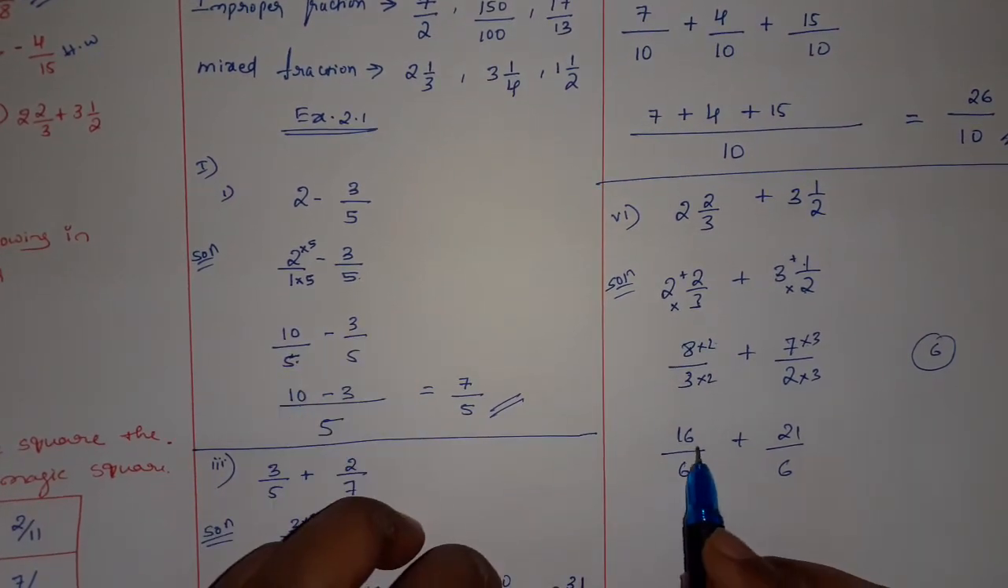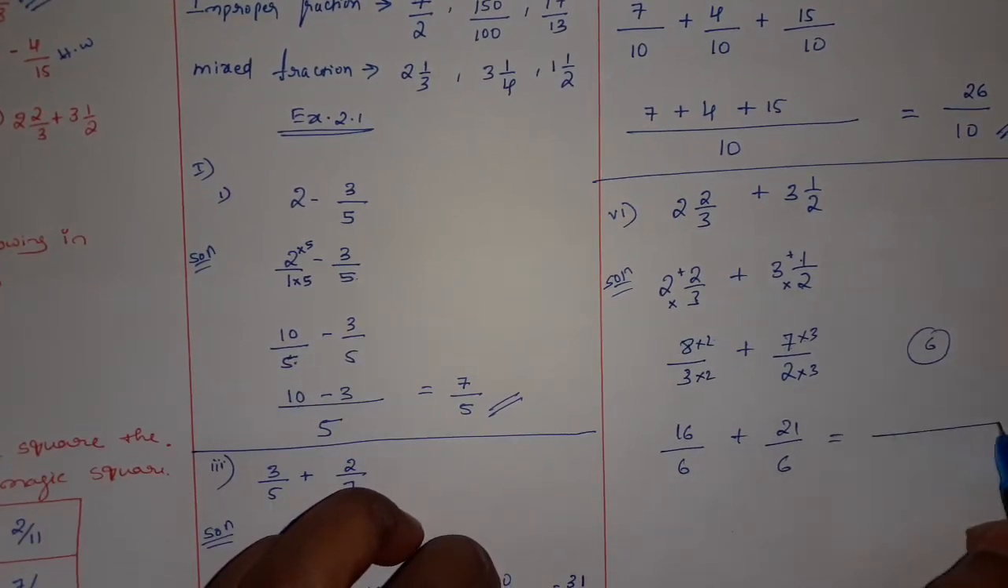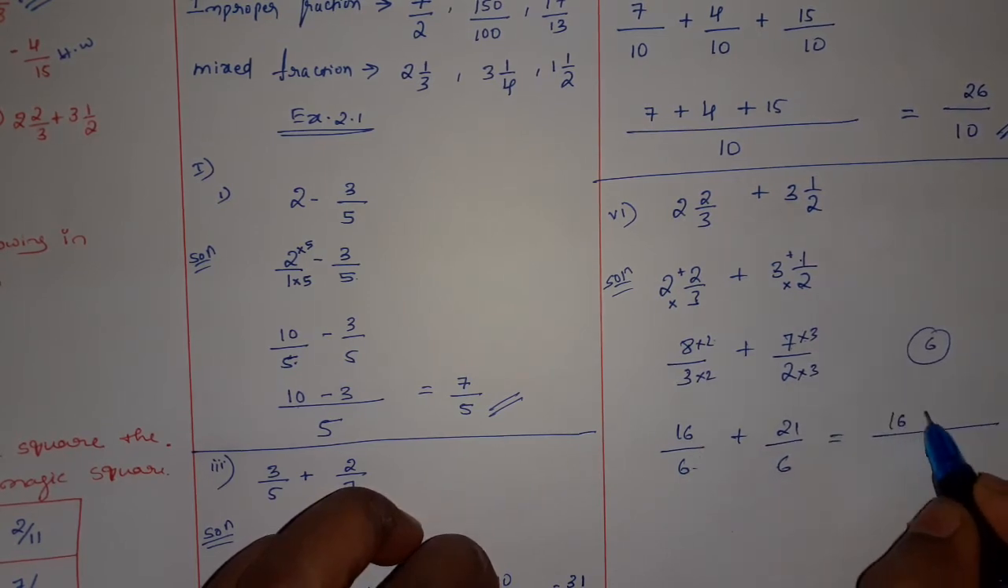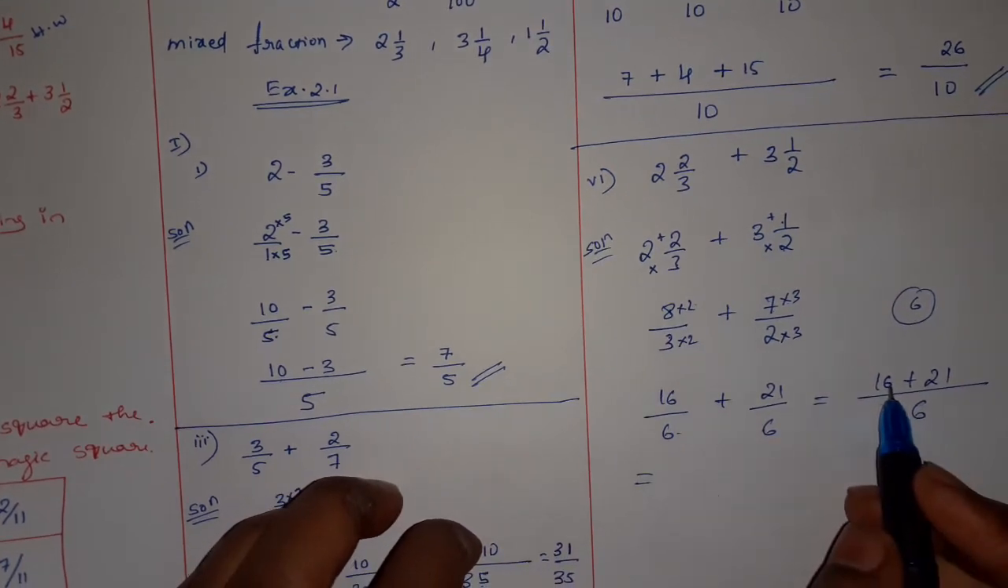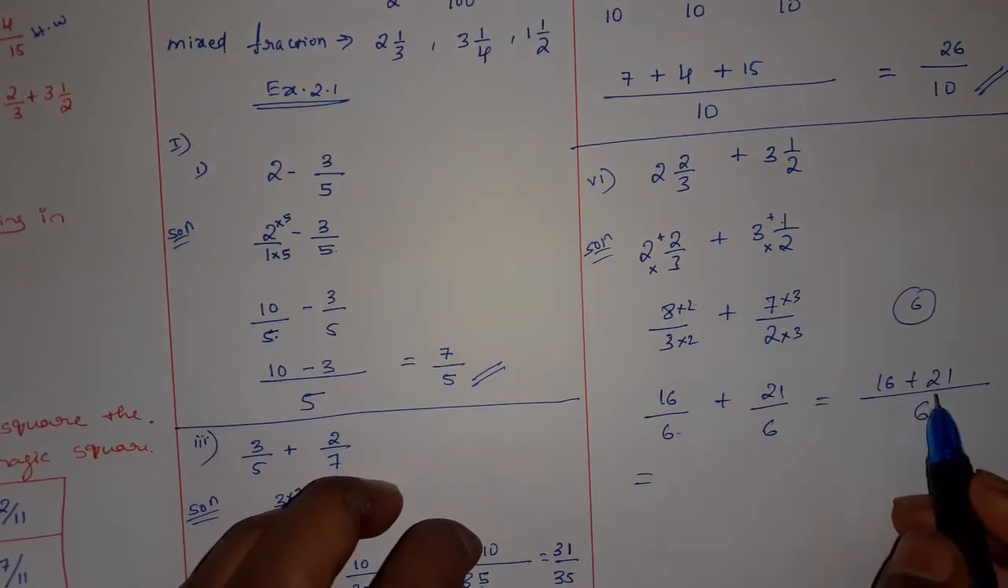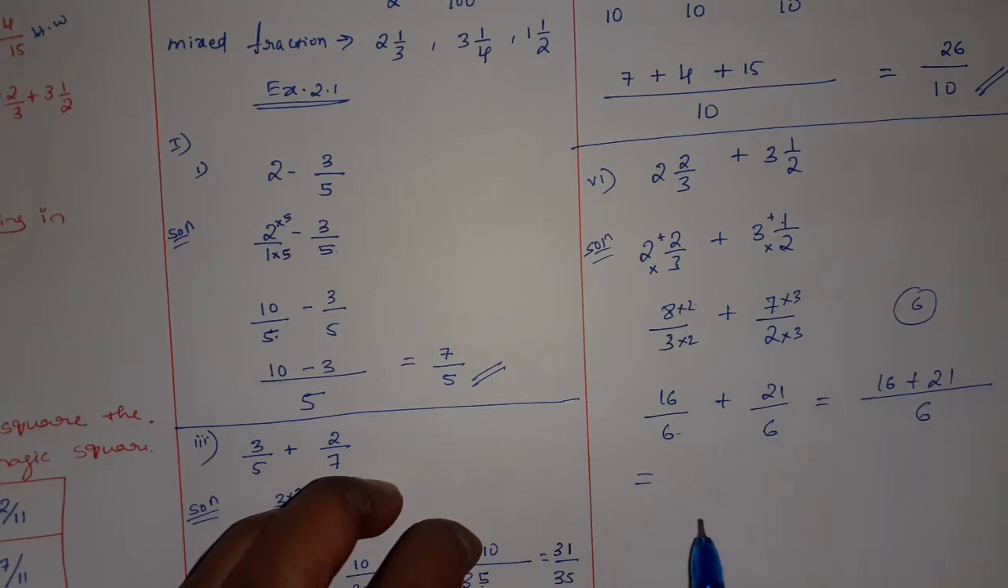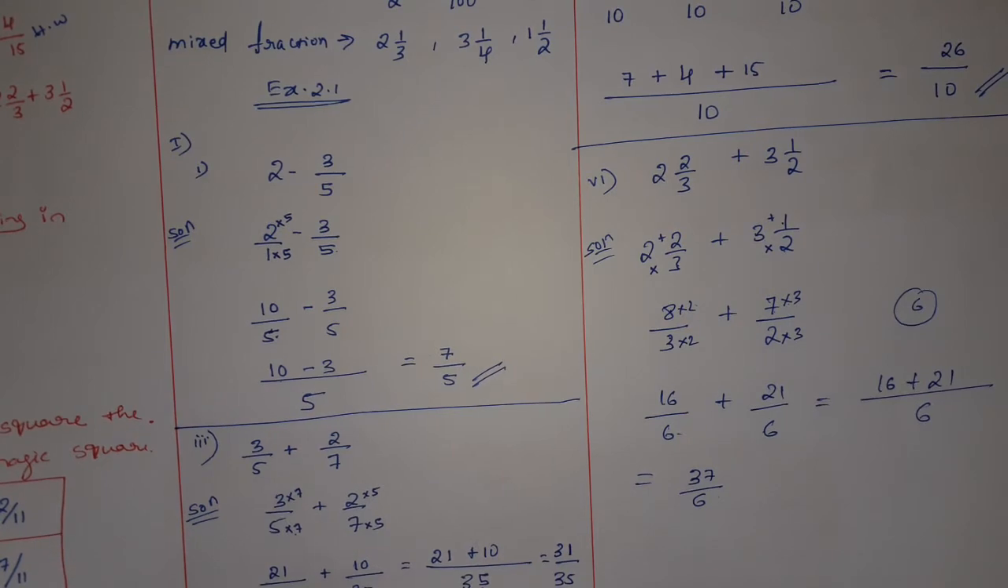Once they became like fractions, what do you have to do? 6 is common, 16 plus 21. What answer comes? 16, 20, 36, 37. So 37 by 6 is our answer. This is the first method.